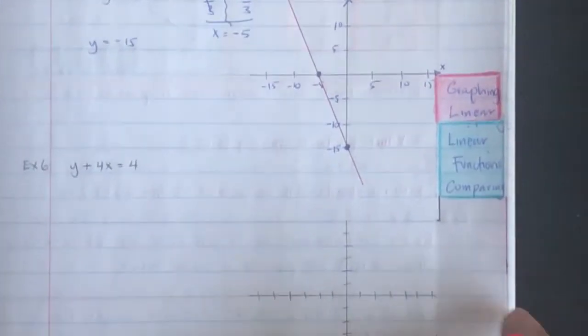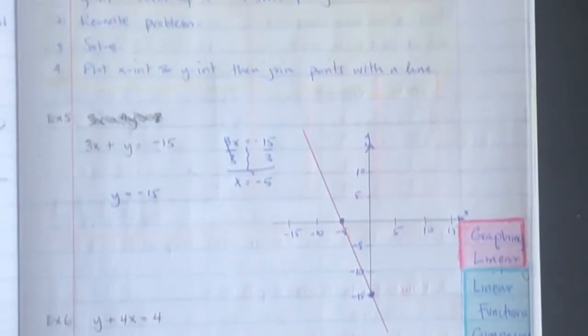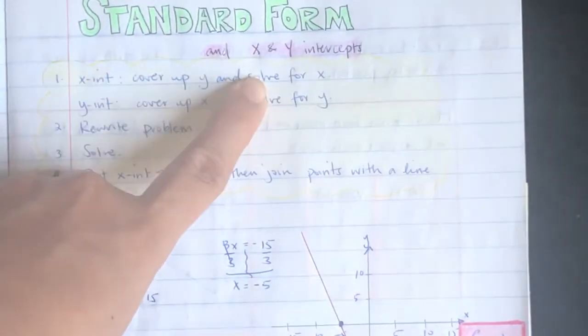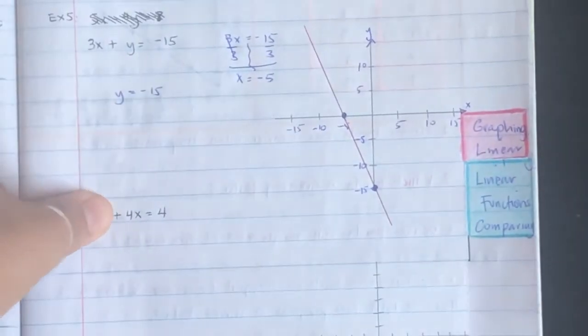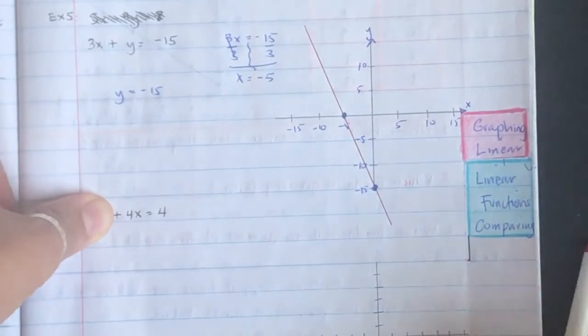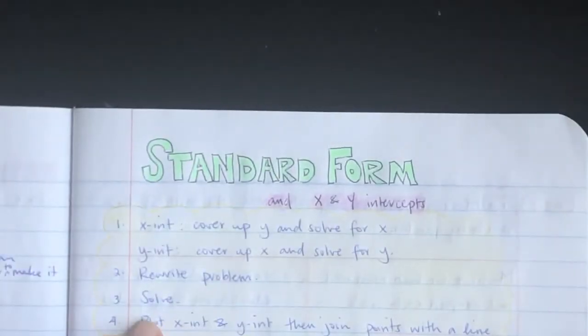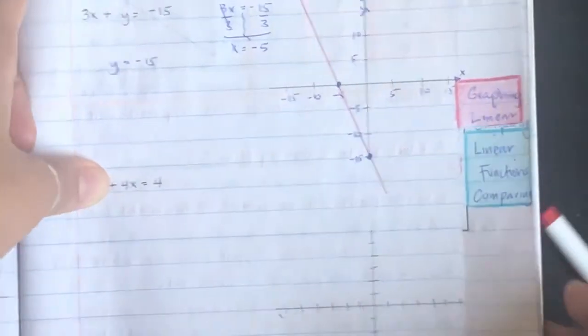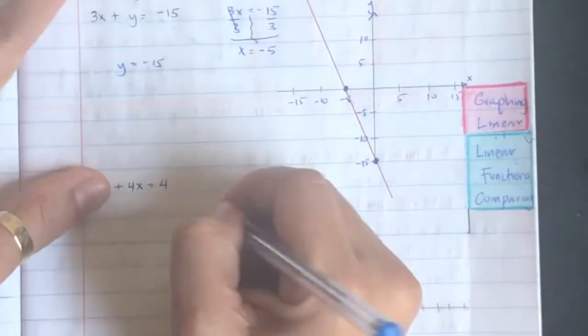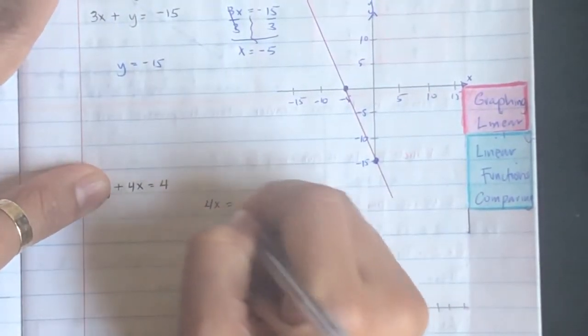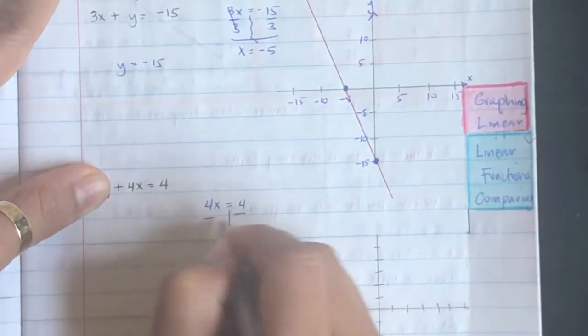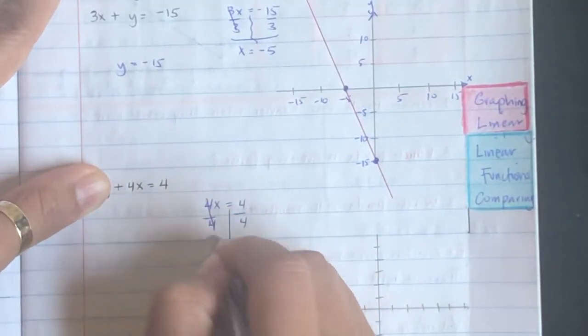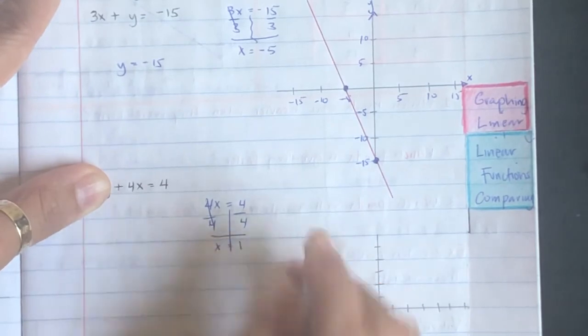All right, let's take a look at another example, especially if you didn't understand what I just said. So x-intercept, cover up y, and solve for x. To find the x-intercept, cover up the y, and you solve for x. It says rewrite the problem, then solve. So here's my problem. The problem is 4x equals 4, then solve it. So I'm going to divide both sides by 4. And I'll get x is equal to 1.